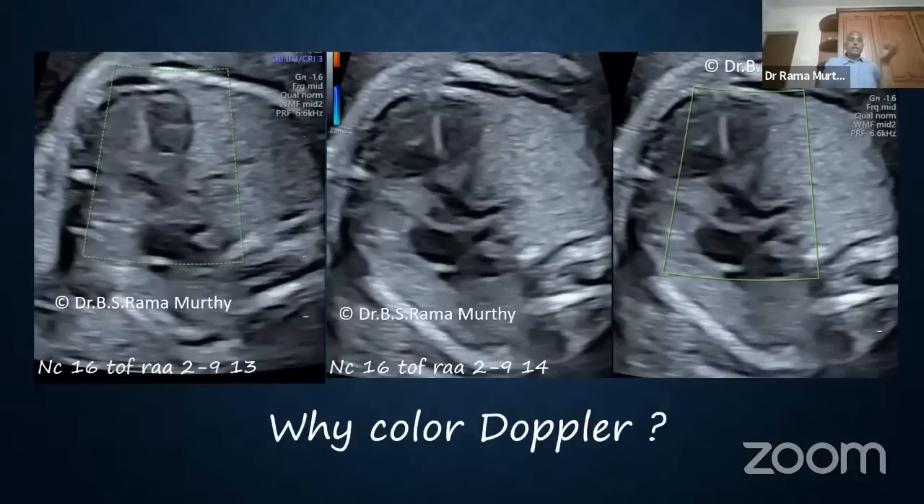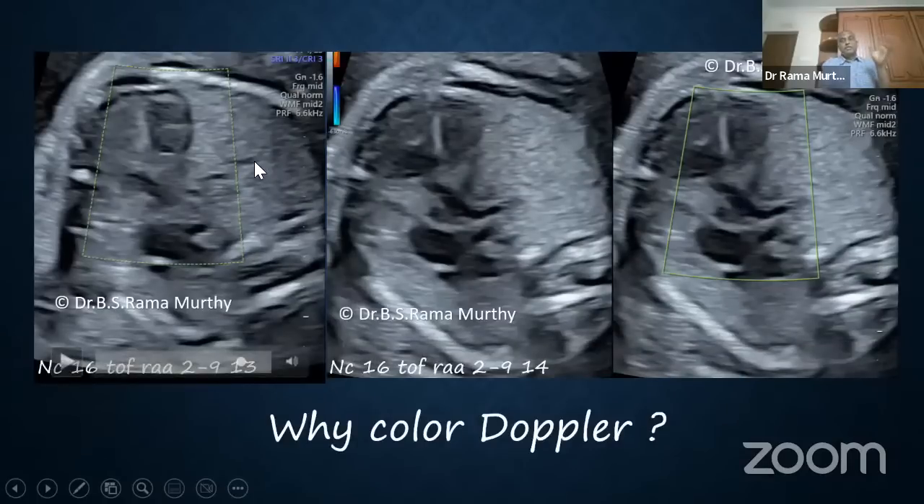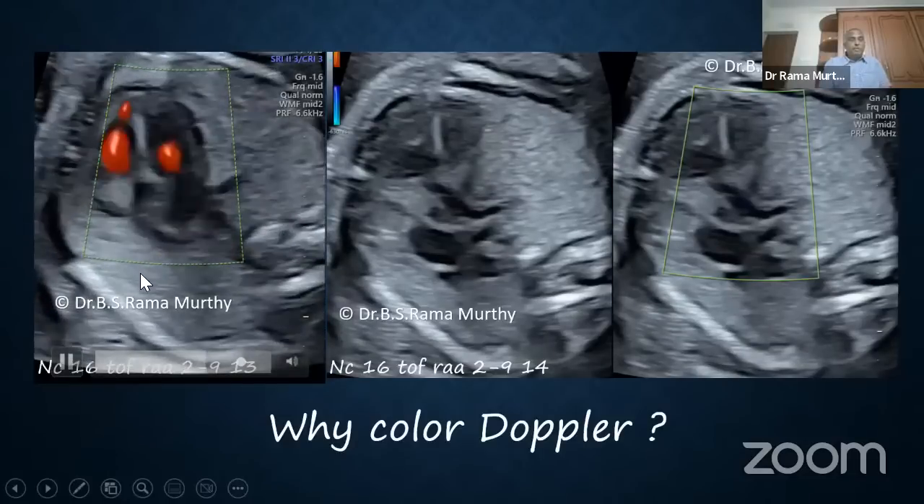Yes, I want to use color, especially to see the second artery, not the overriding artery. As I said, the overriding artery is a forward flow, whereas I need to see the artery which is smaller. So let's look at this clip. I have turned the color Doppler on.